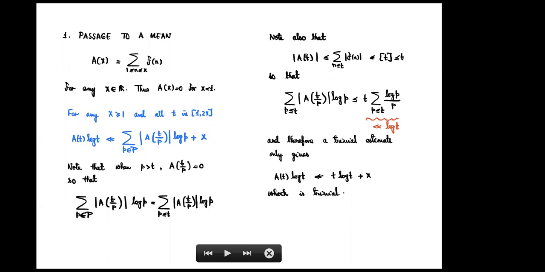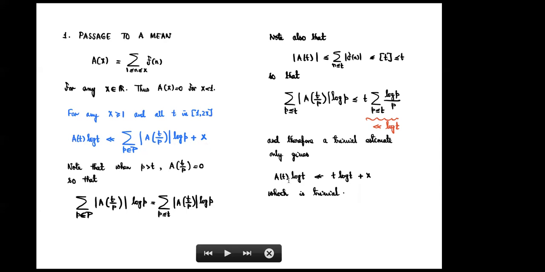And therefore, a trivial estimate, if you just use the triangle inequality on the inequality we proved yesterday, what you will get is A(T) log T is less than T times log T plus X, which is a trivial assertion because A(T) is actually less than T, and you multiply by log T and you don't even need the extra X, and you get that it is true. Okay. So one can criticize this inequality by saying, what have you gained from it?